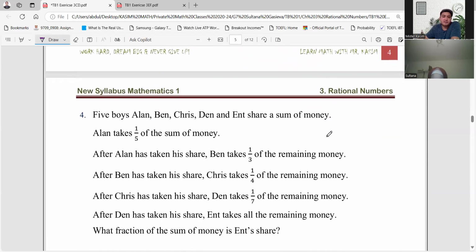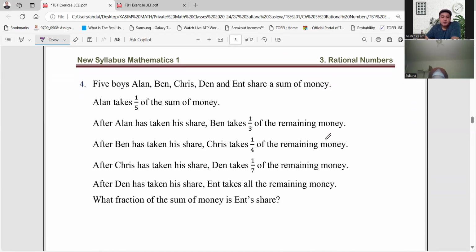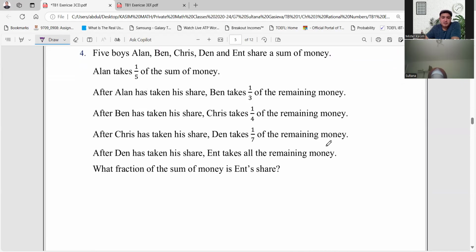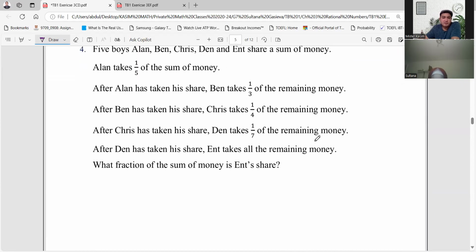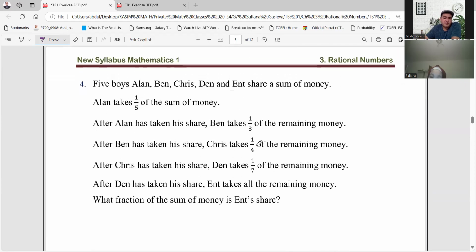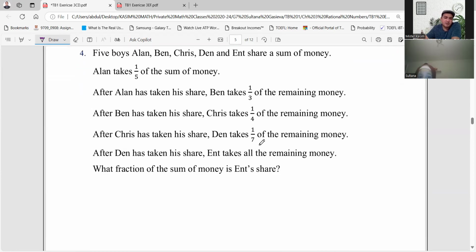Okay, let's continue. Oh, it's a bit long question. I'll just skip this for now, but you should try this. If you try this, it really improves your problem solving skill. Let's just read it, okay? Then we'll see.